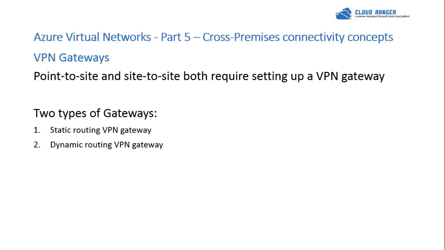And there are two types of gateways. One is a static routing VPN gateway, and the other is a dynamic routing VPN gateway. We are going to get into the details of this in the next slide, but you have to remember what the two scenarios are where you require these gateways and which type of gateway. This is very important for your exam because it's vital to how your design will be.